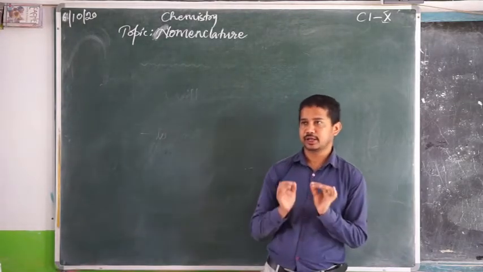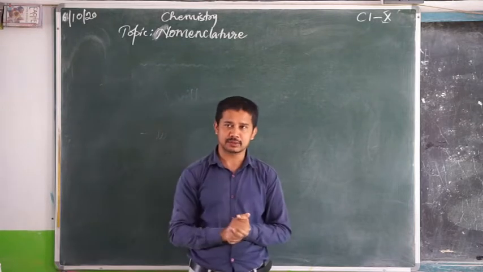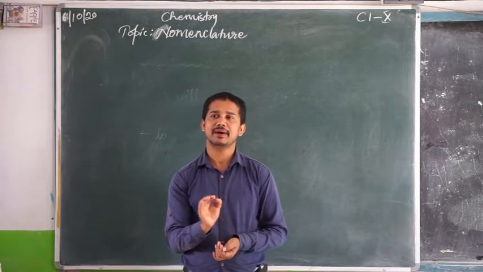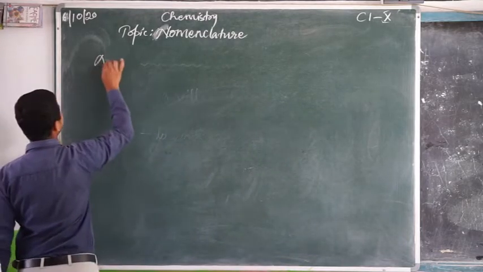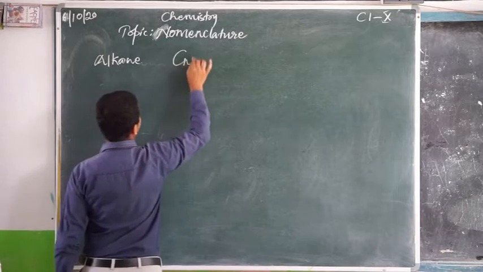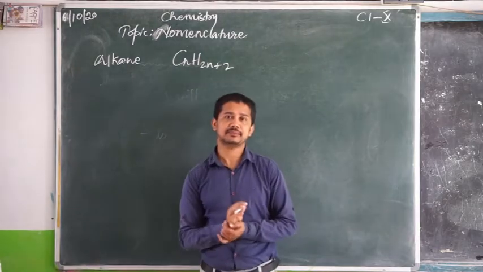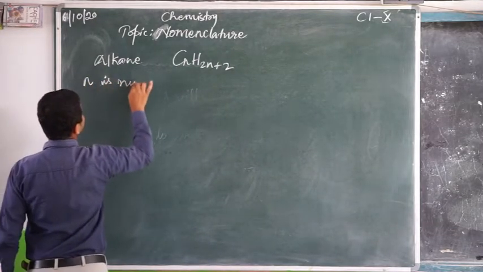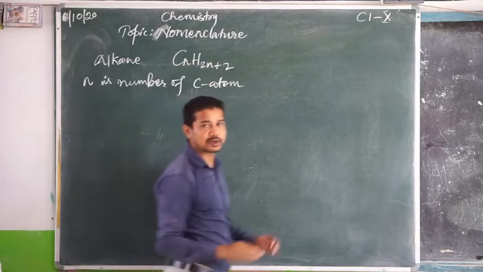So last class, we did homologous series. What is a homologous series? It is a series of organic compounds having similar chemical properties and the same general formula. For example, for alkane, what is the general formula? CnH2n+2. And what is n? n is the number of carbon atoms.